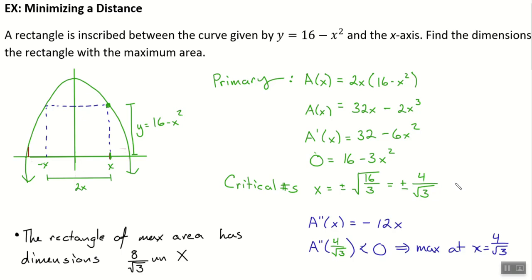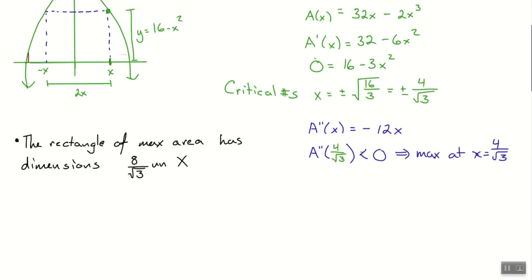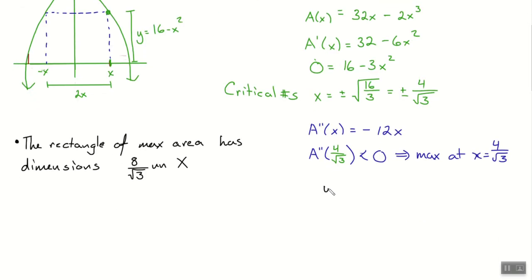Could we? How? Let's find y of 4 over root 3. And let's see what this is. 16 minus 4 over root 3 squared. I'm going to give you guys like 30 seconds without a calculator. Give me a number here. I just want to make sure we can do a little bit of this.